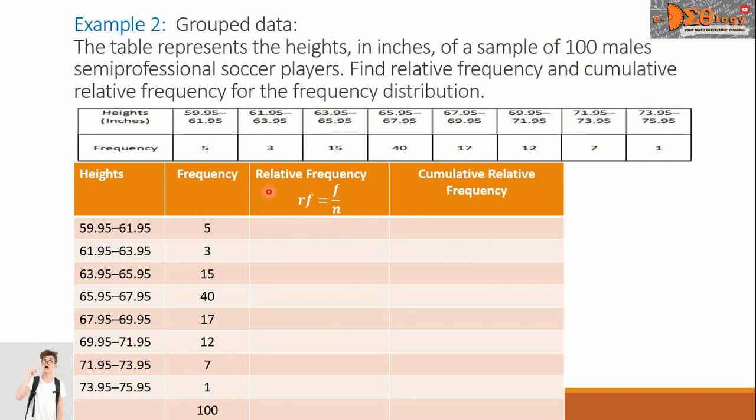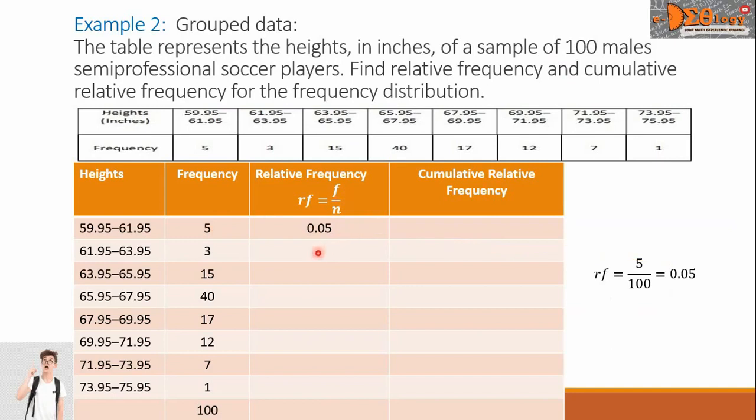Next is the relative frequency. This time, we are going to use this formula to express and show that relative frequency can be decimals also. Let's begin with our first blank. So Rf equals the f, and that is the 5, over the n, which is 100, and the quotient is 0.05. We will copy this value in the first row.